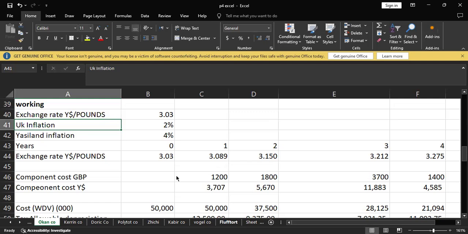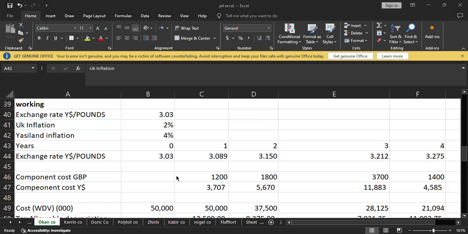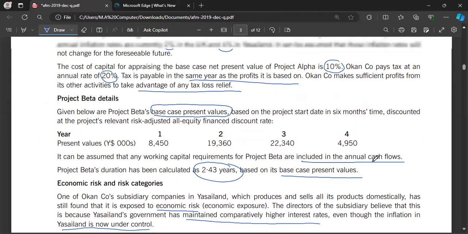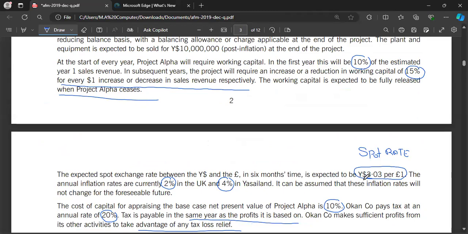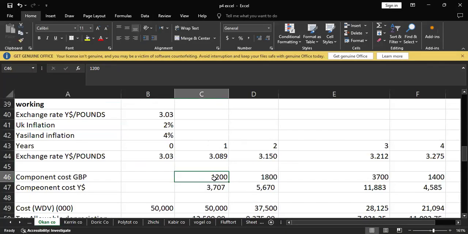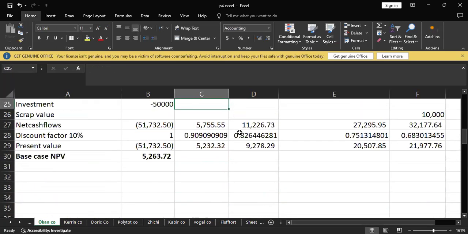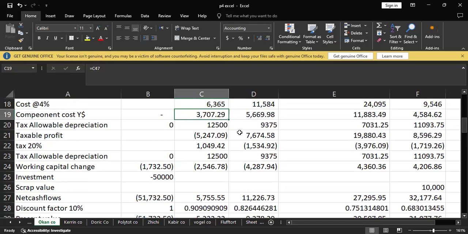No. See, everyone. See now. We are talking about this was 3.03 YS over pound. This was given. Okay. So now what will happen? This was in the pounds. This is YS over pound. So multiply this figure by this. You have converted all the GBPs into the YS, and this 3707 we are having here in our computations. Understand?